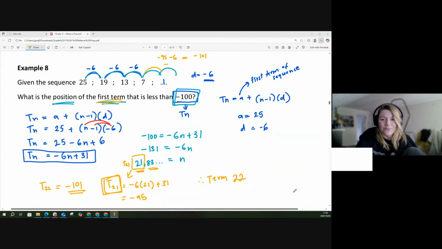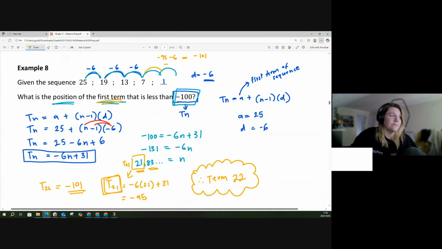Okay. Take a screenshot if you would like. This is the answer we care about. And then we'll try our next question. Next question is our last question on linear sequences, and then we're going to jump into quadratic.